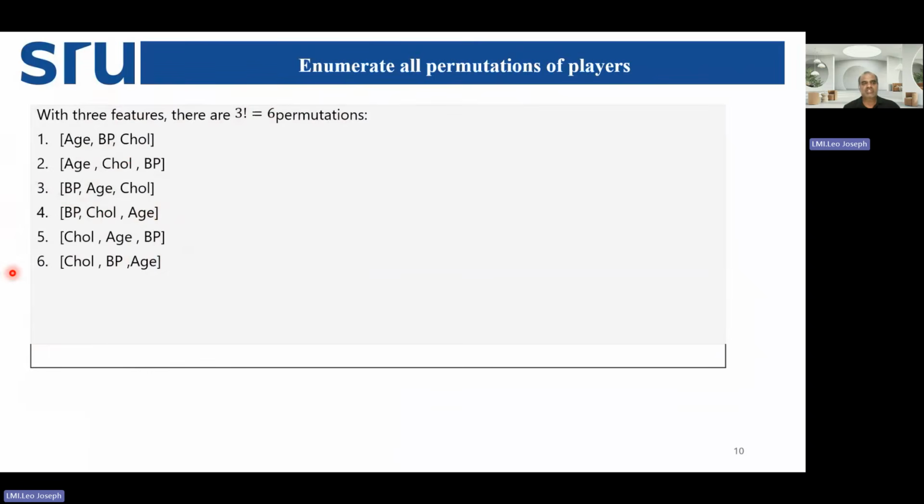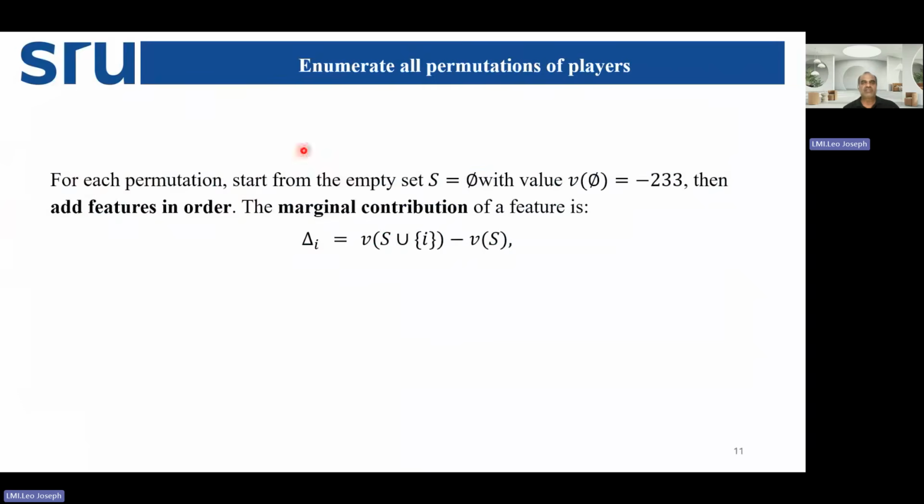So here, 6 permutations. We are taking all these 6 into consideration. Next, we start with S is equal to empty set, with V of empty set equal to minus 233. Then add features one by one. Then you have to find the marginal contribution. You sum up all the things, and if you subtract, you will get the individual contribution. I already told all these things. This is called enumeration of all the permutations layer by layer.